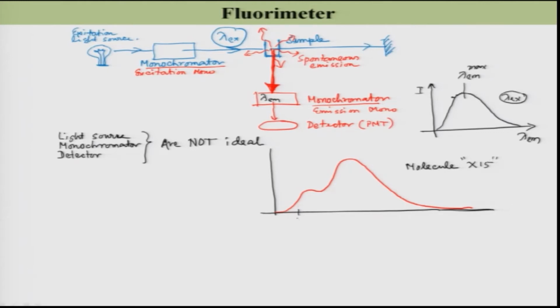Let me write a few wavelengths over here. This is 450 nanometer, this is 470, 490, 510, 530, 550, 570, 590, and this is 430. So, this is the intensity versus lambda. This is the emission spectra, and imagine that this is the actual emission spectra of the system.